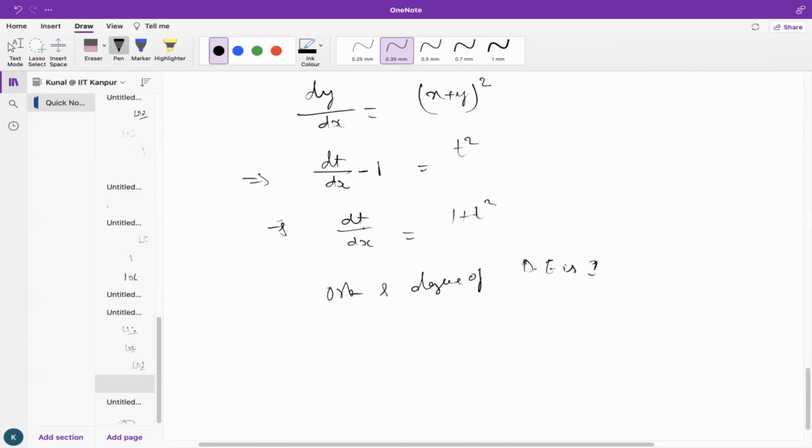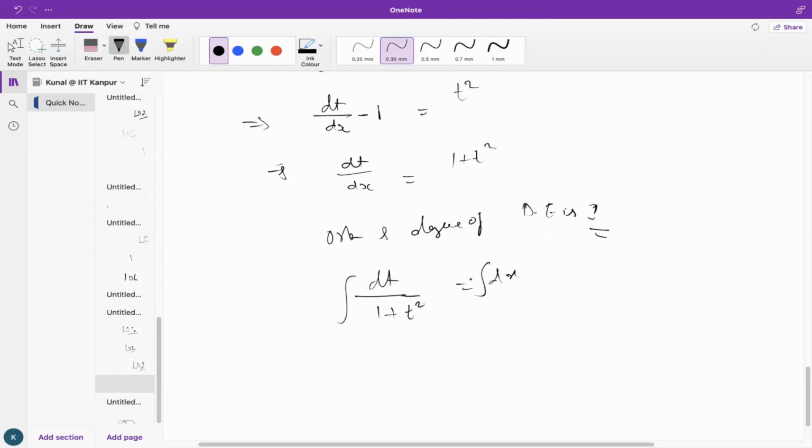Because it is actually the first derivative, and the first derivative has power also 1. So its order and degree will be 1. So it will be like dt by (1 plus t square) is equal to dx, and now integrate both sides. So what we will get from here is the integration of 1 by (1 plus t square), which is tan inverse of t. I hope you all know this. Let me write it here. Tan inverse of t is equal to x plus some constant.